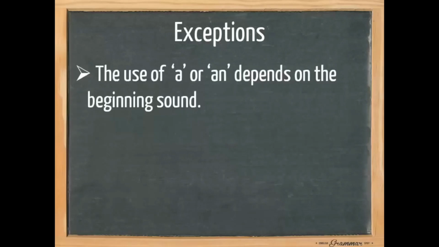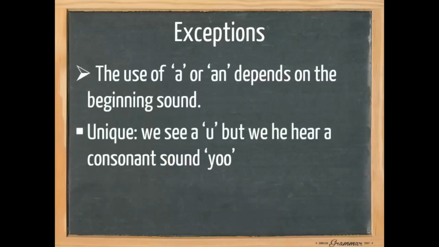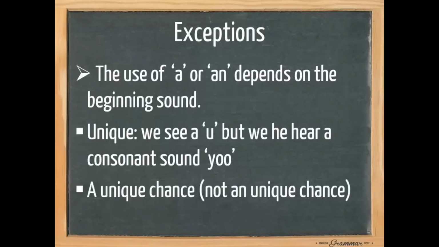Another exception. The use of a and an depends on the beginning sound. Unique. We see a U, but we hear a consonant sound, "yu". So, what do we do here? A unique chance and not an unique chance. So remember, you have to listen carefully to how the word is pronounced, and then you choose whether you use a or an.